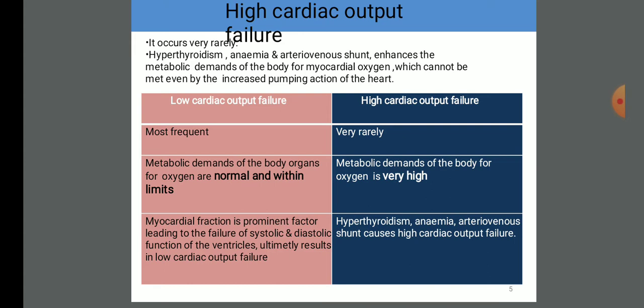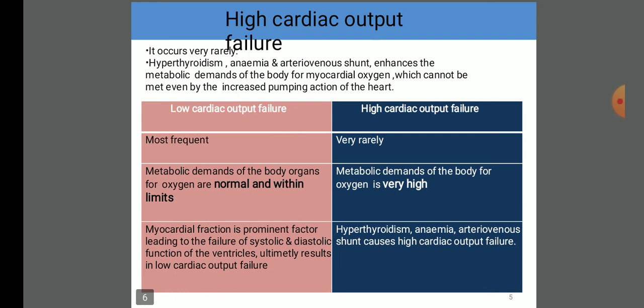We'll see the difference between low cardiac output failure and high cardiac output failure. Low cardiac output failure occurs most frequently. High cardiac output failure occurs very rarely. In low cardiac output failure, metabolic demands of the body for oxygen are normal and within limits. In high cardiac output failure, metabolic demands of the body for oxygen are very high.